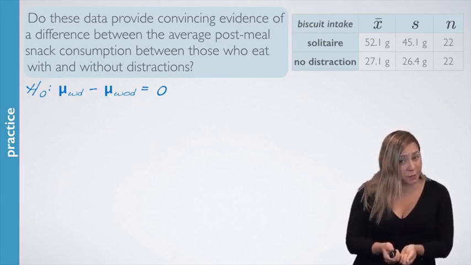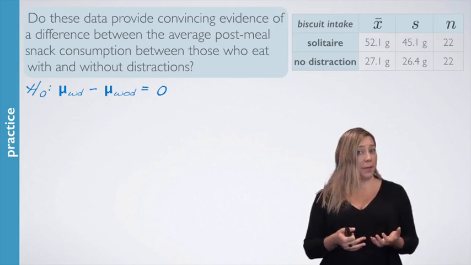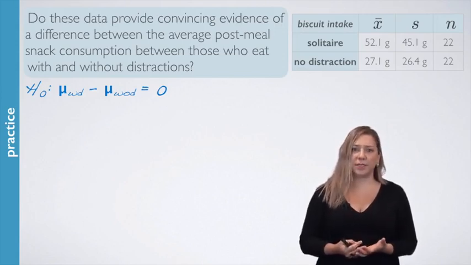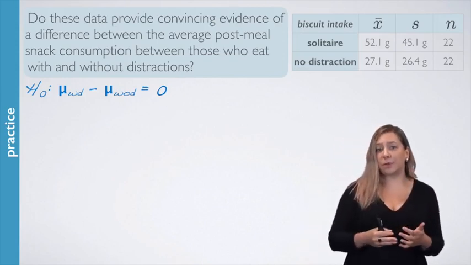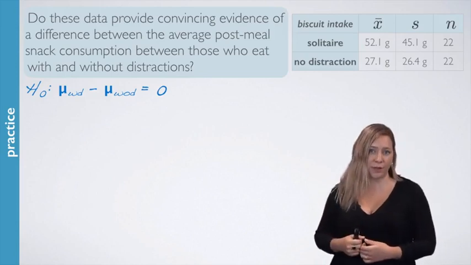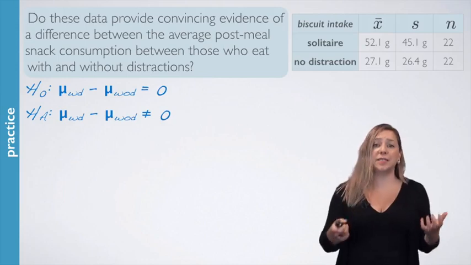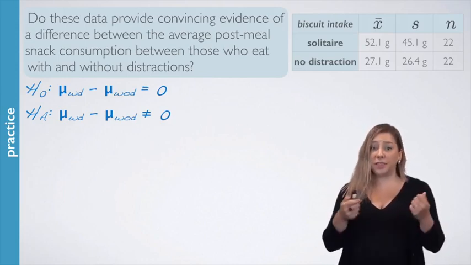Note that I'm using mu's and not x bars because the hypotheses are always about the populations and never about the samples. We already know the sample statistics. We don't need to hypothesize about them. We want to use those sample statistics to say something about the unknown population parameters. The alternative hypothesis is then that there is a difference between the two population means, or that the difference is not 0.